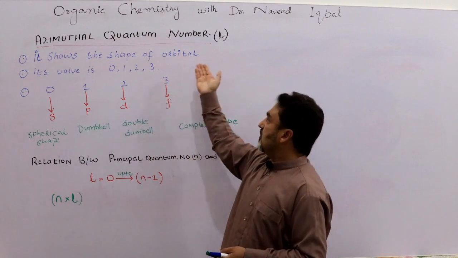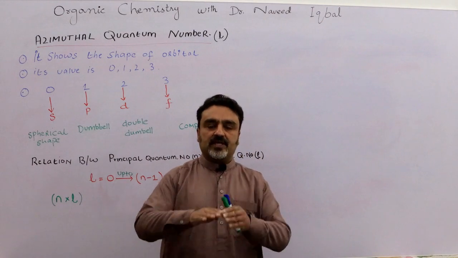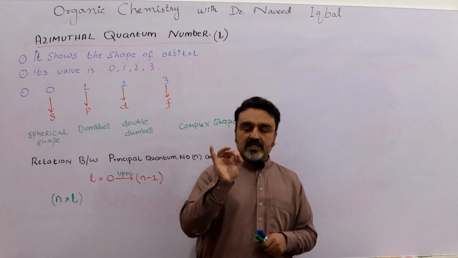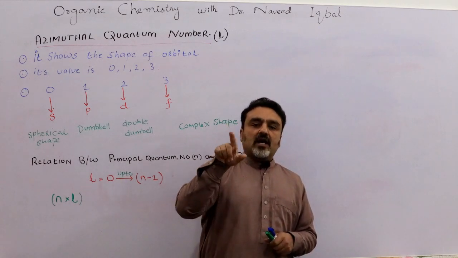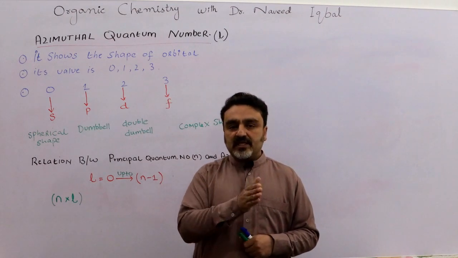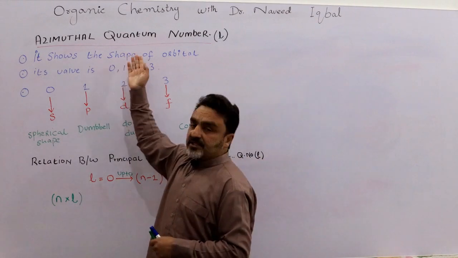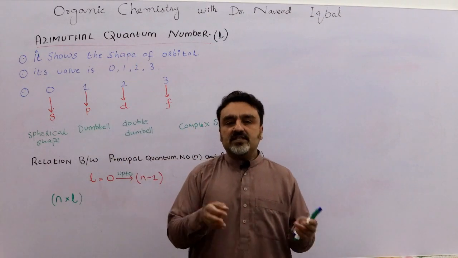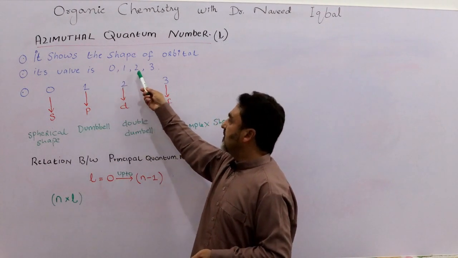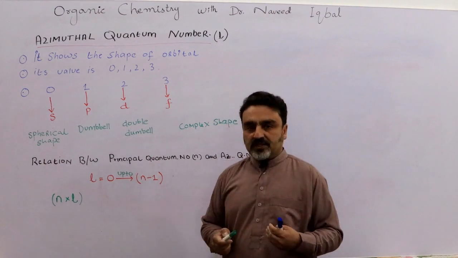And now the azimuthal quantum number L just gives us information about the shape. How does it give us information about the shape? It specifies how many shapes are present in one shell. You will understand it a little later when I explain it. It is again a quantum number, so it will give us numbers: L could be equal to 0, 1, 2, 3, and so on.